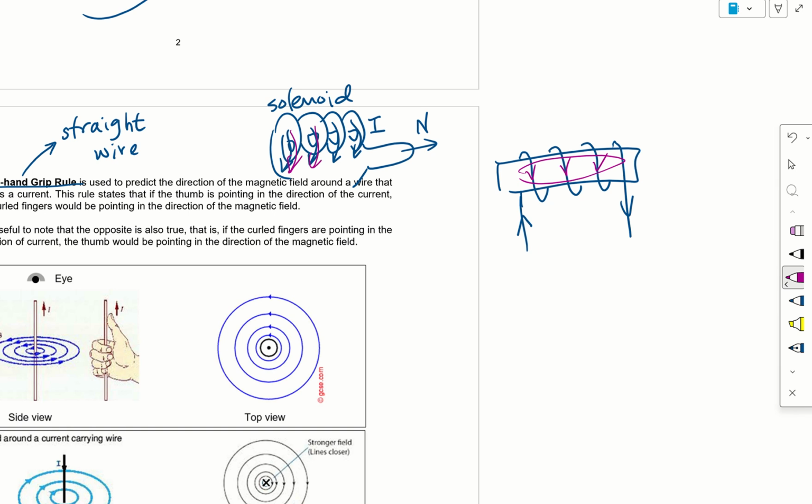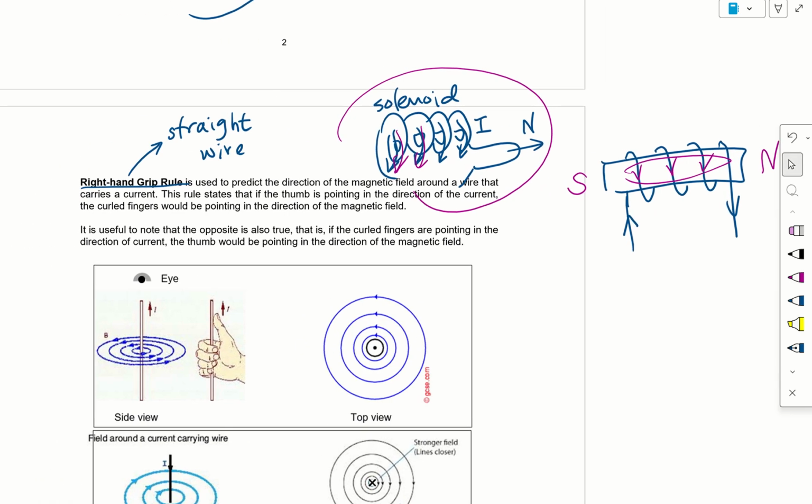So if I were to do that, then it is exactly like what is shown here. Therefore, it will be a north here, it will be a south here, okay. But now we are going to apply the right hand grip rule on a straight wire. So for the right hand grip rule for a straight wire, it actually looks like this.